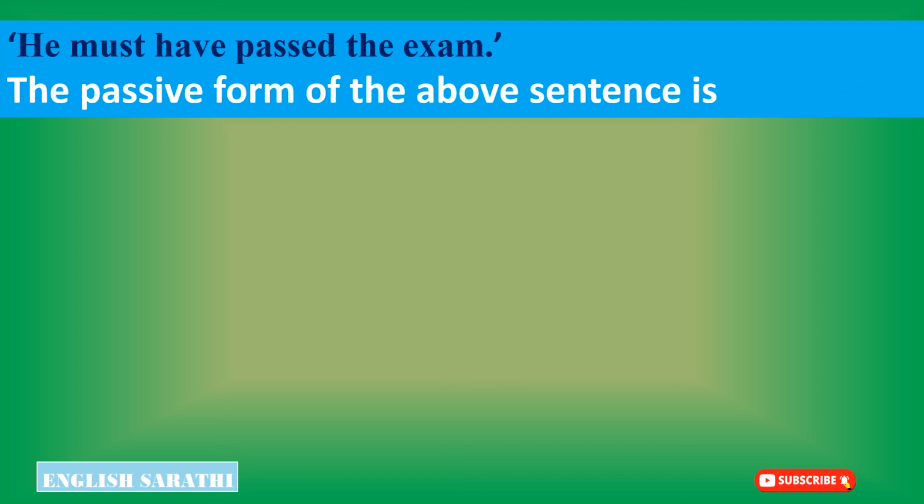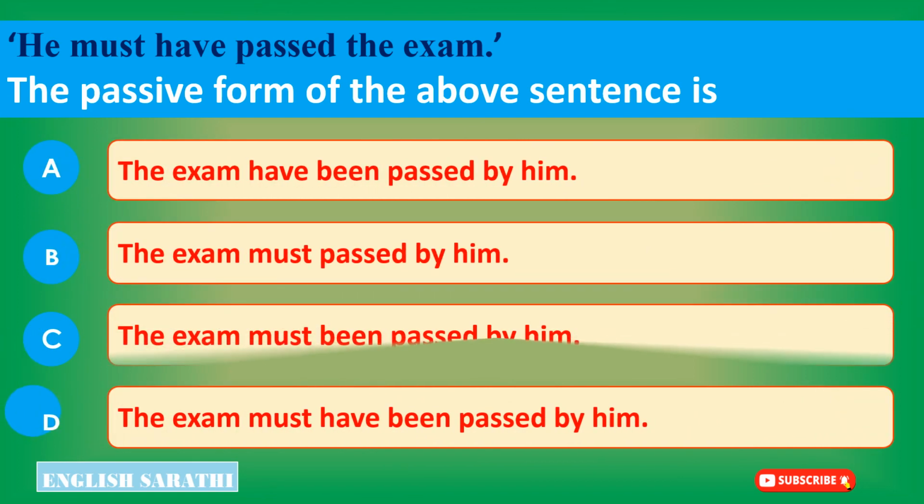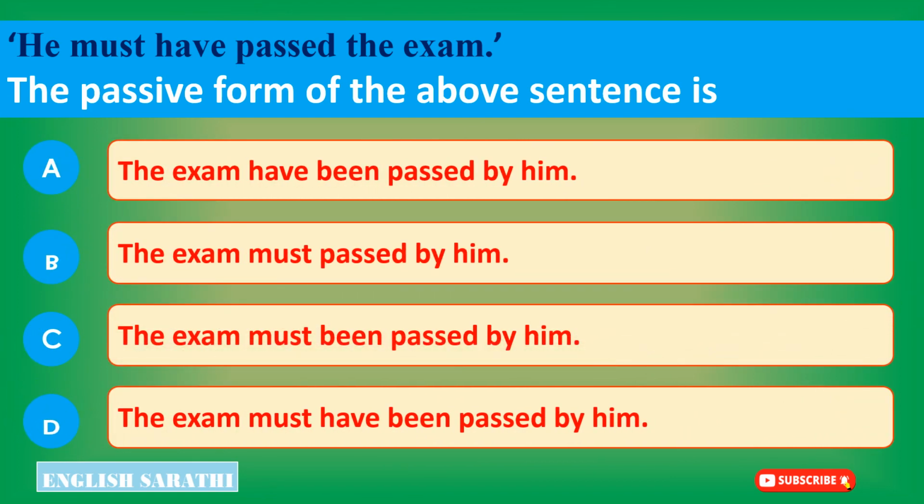He must have passed the exam. The passive form of the above sentence is. Look at the following options. Option A. The exam have been passed by him. Option B. The exam must pass by him. Option C. The exam must been passed by him. Option D. The exam must have been passed by him. The correct answer is option D. The exam must have been passed by him. Must have passed, must have been passed.